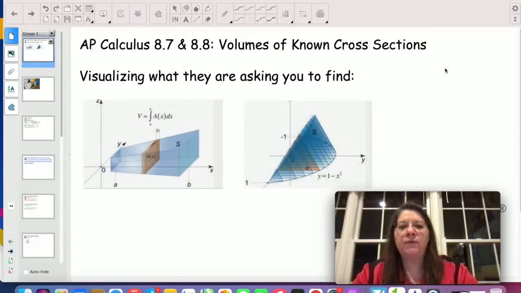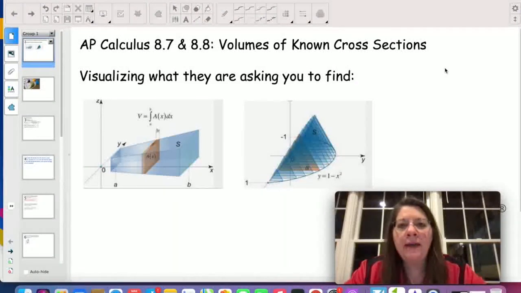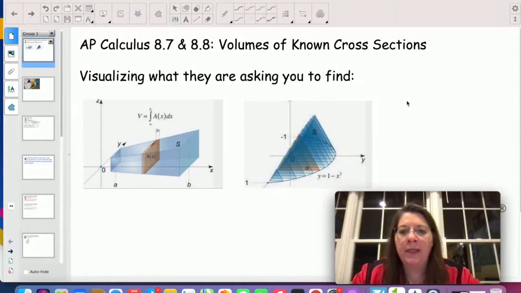I'm going to give you a couple other formulas as well, but the ones I just mentioned are the most common. And I find the most difficult part about this is trying to visualize what they're asking you to find. So I wanted to show you a few pictures that explain what it is we're finding, and then we're going to get into how to set these up. Once you get them set up, it's really pretty easy to solve.